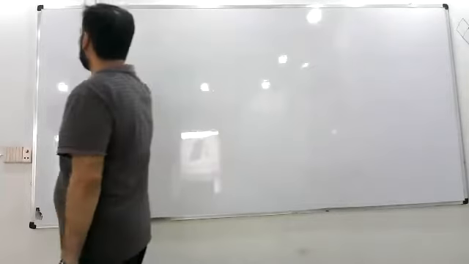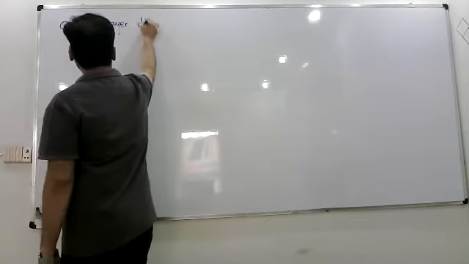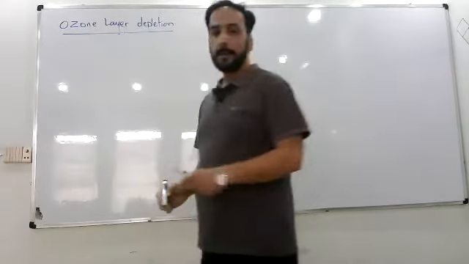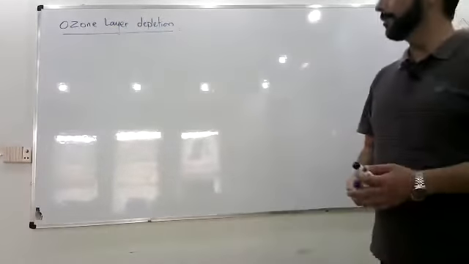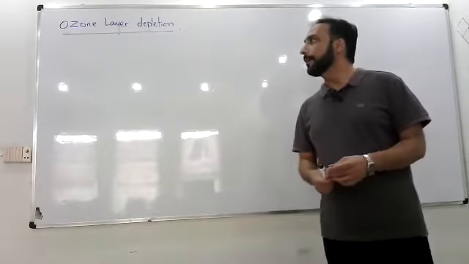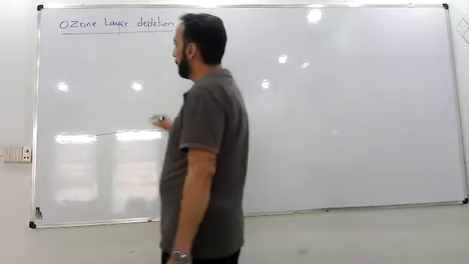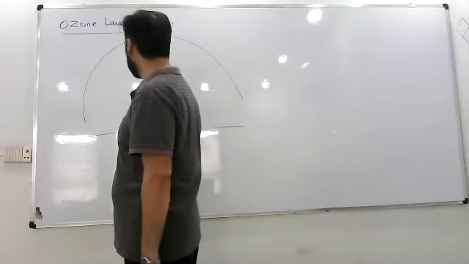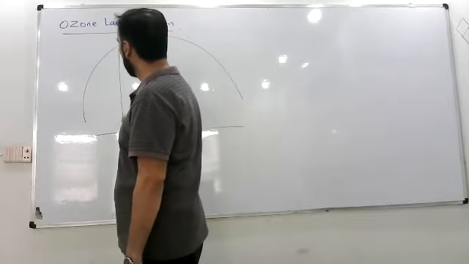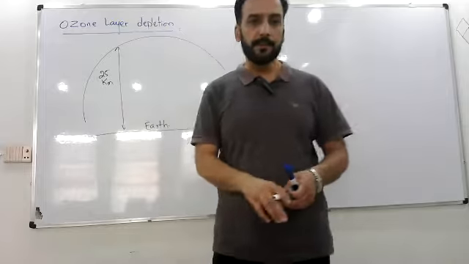Now, ozone layer depletion. This ozone layer protects us from the harmful UV rays coming from the sun. It is about 25 kilometers above the surface of Earth. This ozone layer is present around 20 to 25 kilometers, as you go up from the surface of Earth.